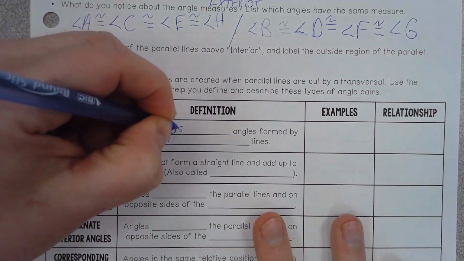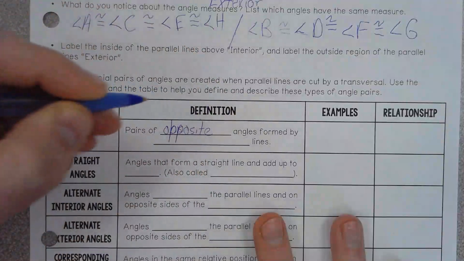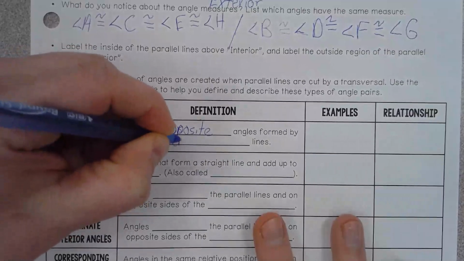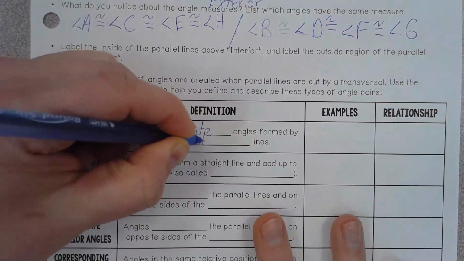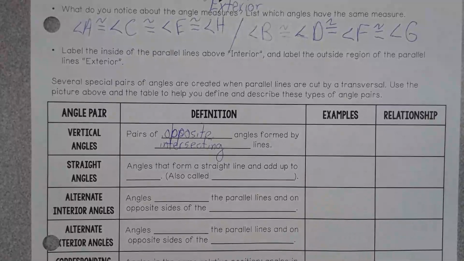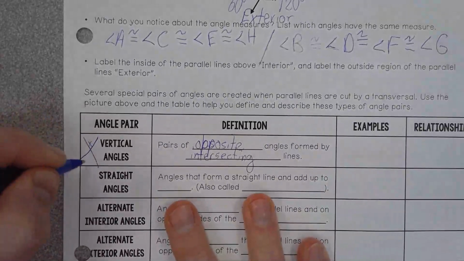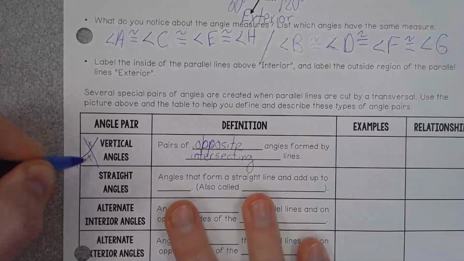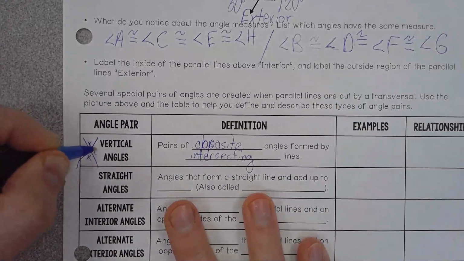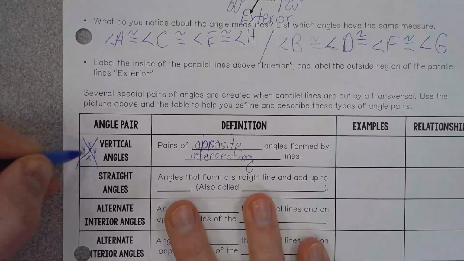That's a P. Opposite angles formed by intersecting lines. Okay. You know this, right? In 7th grade, you did this, right? And you said this and this are the same because they're opposite of one another on the same intersection. And this and this are the same thing. Vertical angles: straight across from one another on the same intersection.